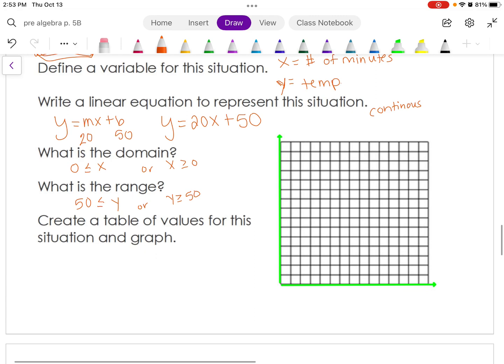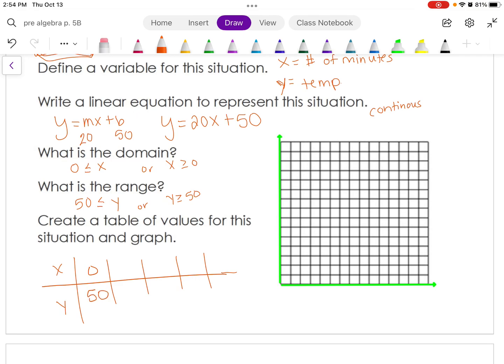Well, now we can create a table of values for this. So here's my x, here's my y. 2, 3, 4, I'm going to create 5 points. So when x is 0, after 0 minutes, right, we just started keeping track, our temperature is 50 degrees. Well, 1 minute later, it rose 20 degrees, so that would be 70. 2 minutes later, it would rise another 20 degrees, so that would be 90. 3 minutes later, it would be 110. 4 minutes later would be 130. All right. Now we can graph this.